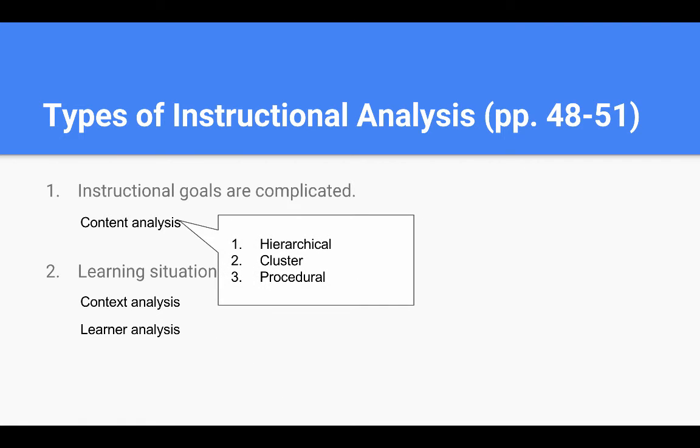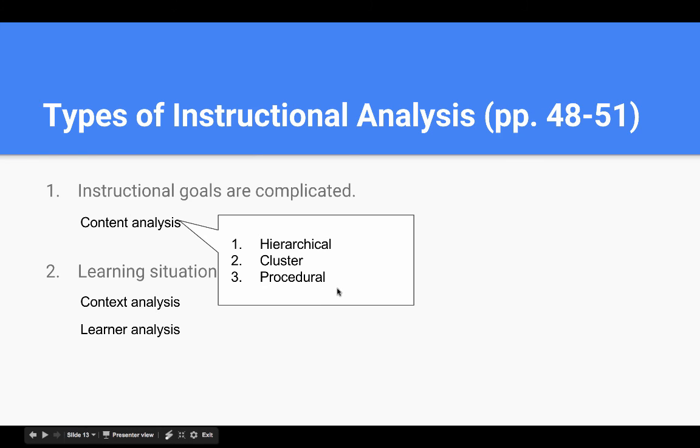Content analysis is often the most complicated one. For goals requiring intellectual skills, we use hierarchical analysis to break down the instructional goals into smaller pieces so that we understand the different levels of prerequisite knowledge and skills. For goals focusing on verbal information, we conduct cluster analysis to divide curriculum content into more manageable units and blocks. For motor skills, we examine the procedural steps that need to be followed to complete the whole movement.